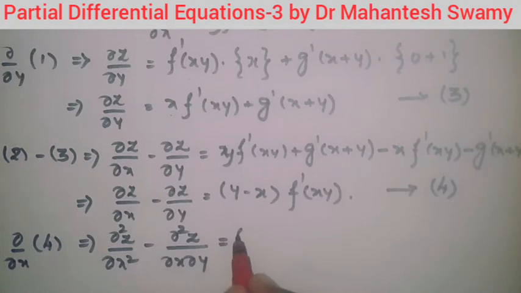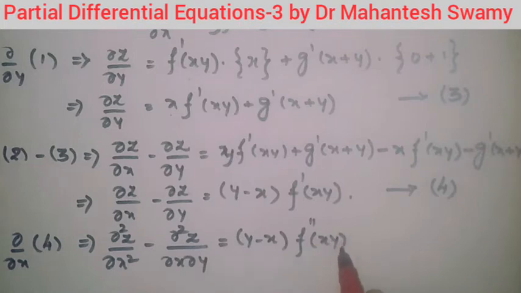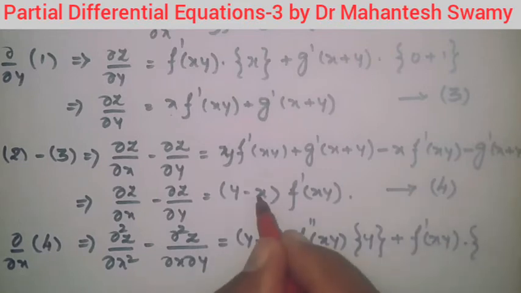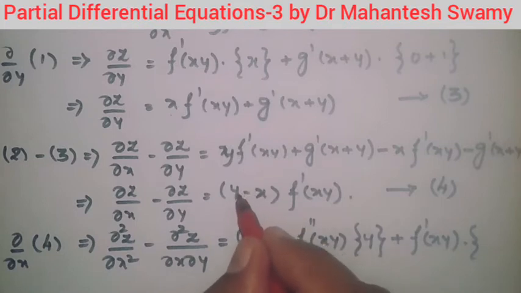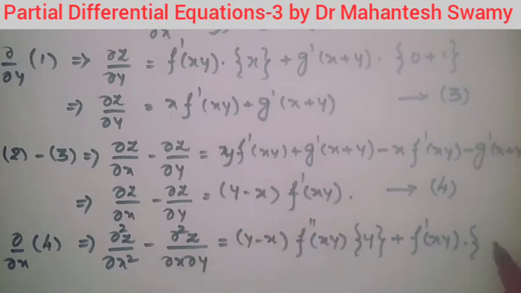Keep the first function (y − x) as it is. The differentiation of f′ will be f″, argument xy as it is. Then the argument differentiation is 1 into y, that is y here. So first function as it is, differentiation of the second, plus second function f′ of xy as it is, differentiation of the first bracket with respect to x is 0 − 1. So it is this much.